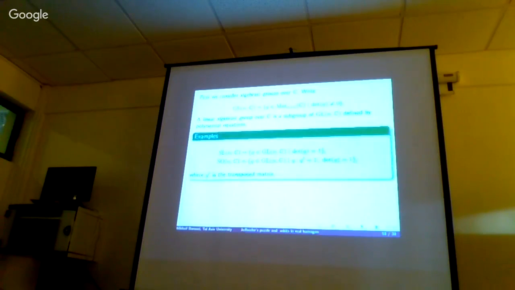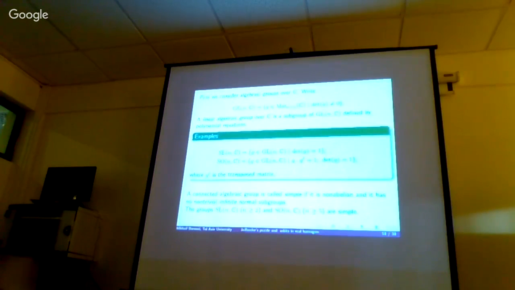Examples. SL_n is matrices with determinant equal to 1. And it's a polynomial equation. The determinant is a polynomial of the matrix elements. SO_n is all matrices in GL_n(C) such that the determinant is 1, and g times the transpose matrix is the identity matrix. Okay, it's a polynomial equation. These are algebraic groups defined over C. Okay. Questions? Okay.